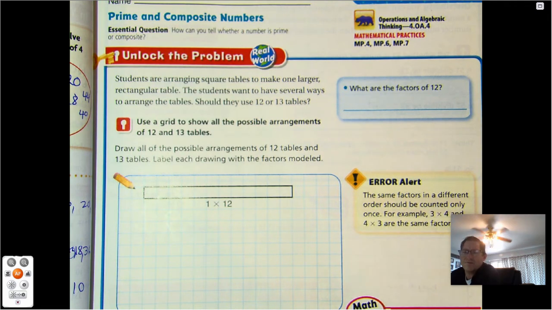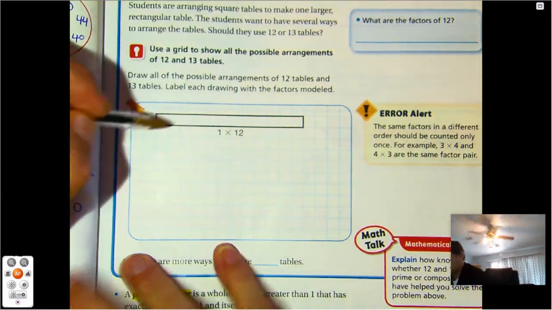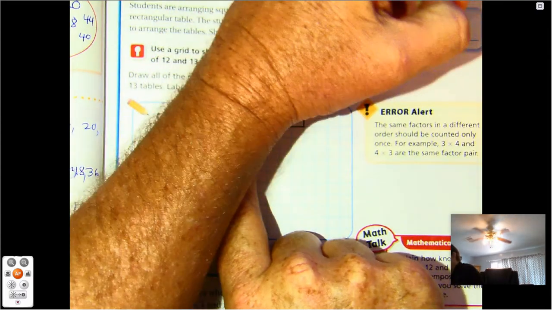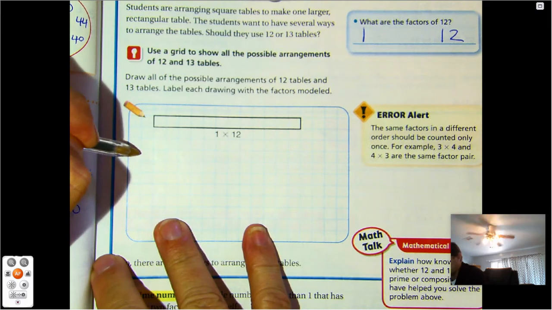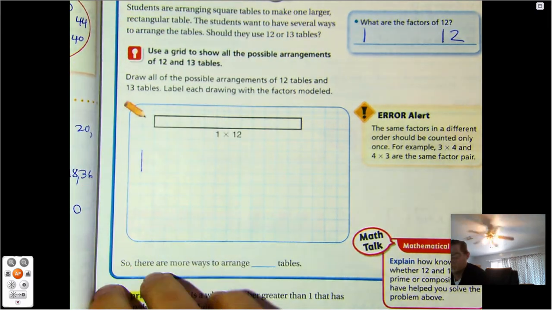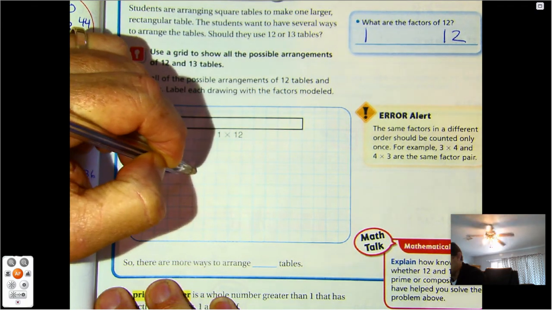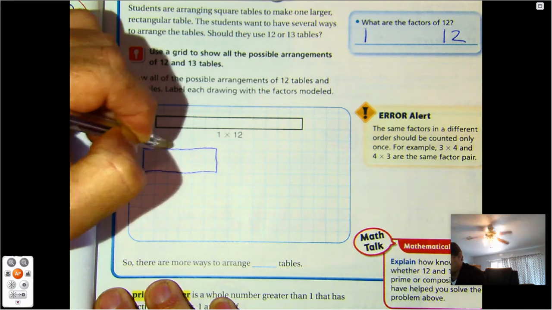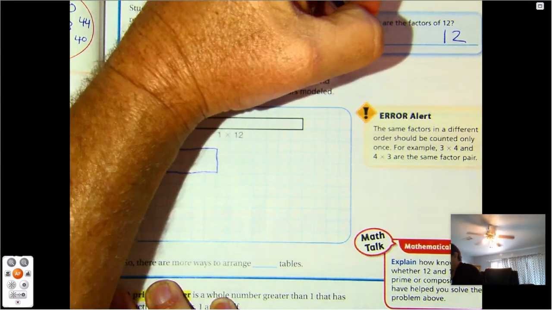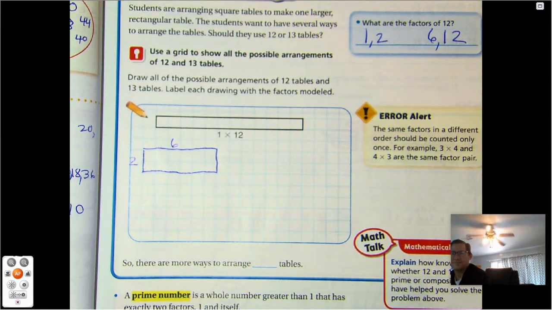And it says, what are the factors of 12? Well, let's figure out the factors of 12. So we know 1 and 12 is, right? So 1 and 12. Is 2 a factor of 12? Well, 12 is even, so I'm certain it is. 2, 4, 6, 8, 10, 12. So that was 2 rows of 6. So 2 and 6. How about 3?